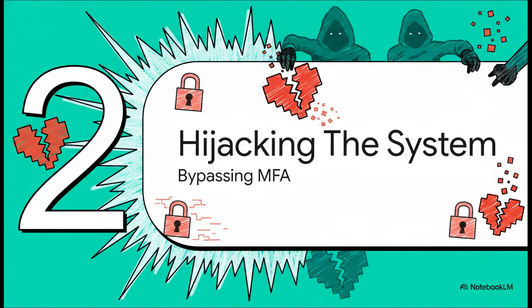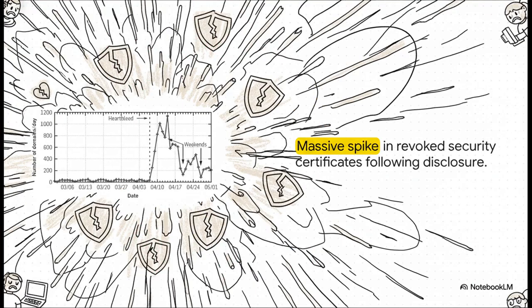Section 2. Hijacking the system, bypassing MFA. Let's talk about how this played out in the real world. As soon as the bug was publicly disclosed, the chaotic fallout was immediate. Just look at the unprecedented spike in revoked security certificates. IT departments everywhere were in a total panic, frantically racing to revoke and replace compromised certificates. Why? Because their private encryption keys were potentially exposed to literally anyone with an internet connection.